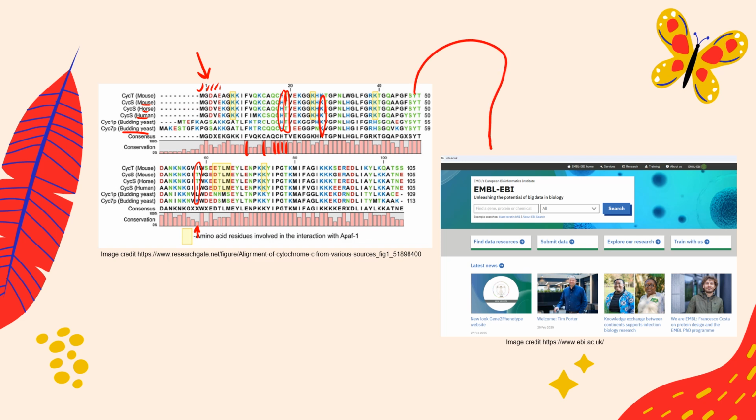And what's super cool is that scientists and organizations have published databases that anyone can access to look at DNA sequences and protein amino acid sequences. This one happens to be the European Molecular Biology Laboratory, European Bioinformatics Institute, and you can find a gene or a protein and then look at its sequence, which is super cool.